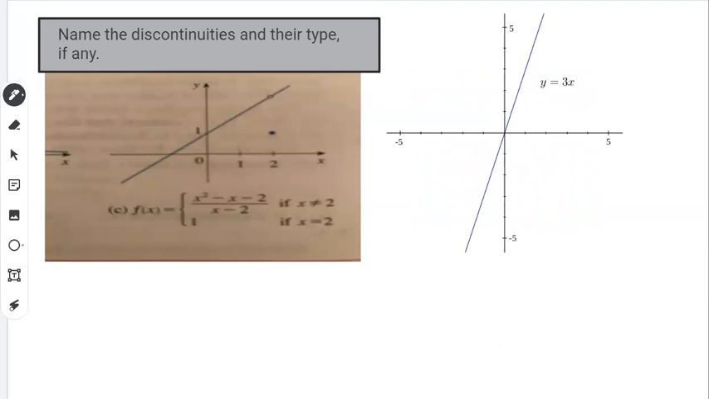Okay. All right, let's try these two right here. Name the discontinuities and their type, if any. So this is number 7, correct? Number 7 and number 8. So for number 7, what type of discontinuity is it? Is it removable? Is it jump? Or is it infinite? And where is the location of the discontinuity on the x-axis? That's also important. Where is the location of the discontinuity? Go ahead and take a few seconds. Go ahead and write it down. See if you can get it before I get it.